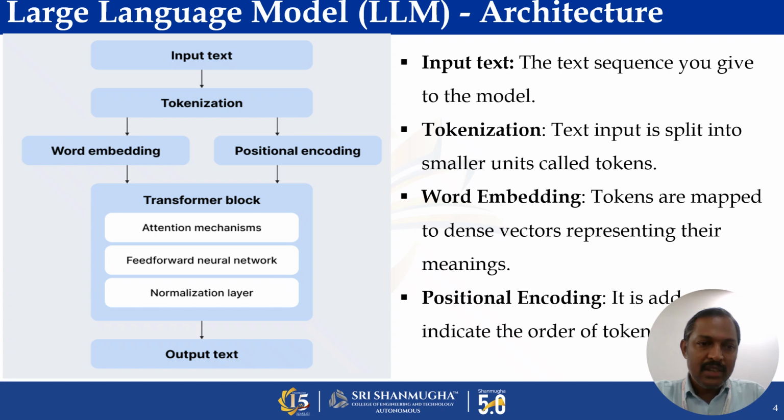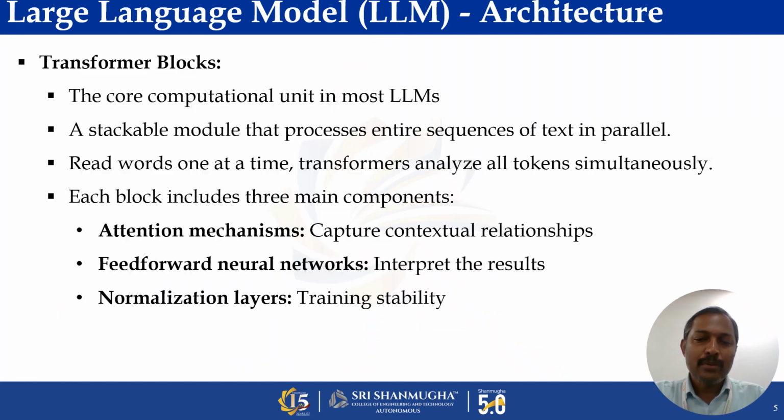Then the tokens are passed on to word embedding and positional encoding. What is word embedding? Tokens are mapped to dense vectors representing their meanings. Next, positional encoding adds the order of tokens within the split tokens. For the tokens, it provides the order of arrangement with the help of positional encoding. After these processes, it is given to the transformer block.